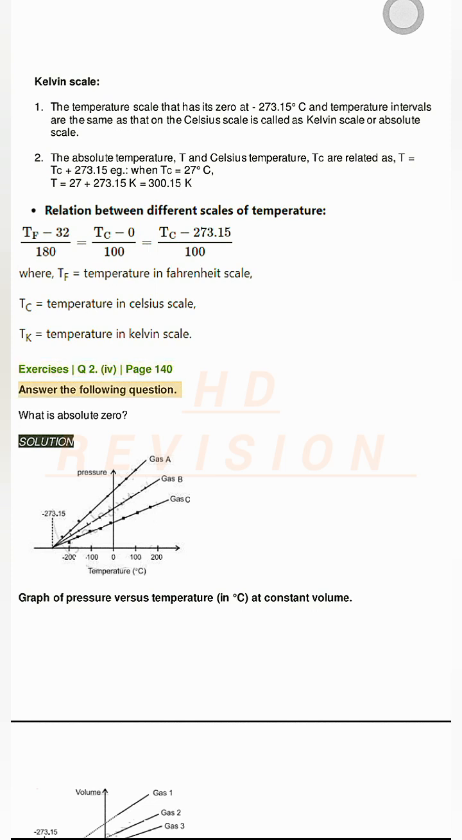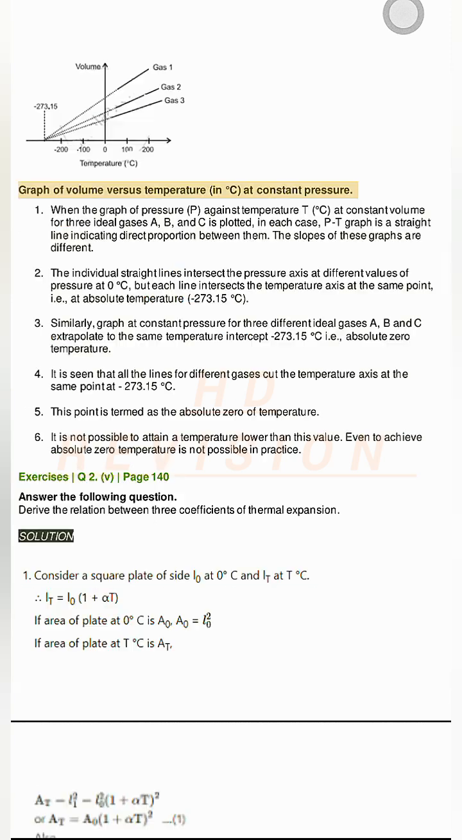Answer the following question. What is absolute zero? Solution. Graph of pressure versus temperature, in degrees C, at constant volume. Graph of volume versus temperature, in degrees C, at constant pressure.